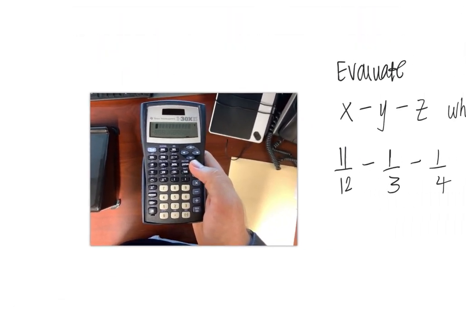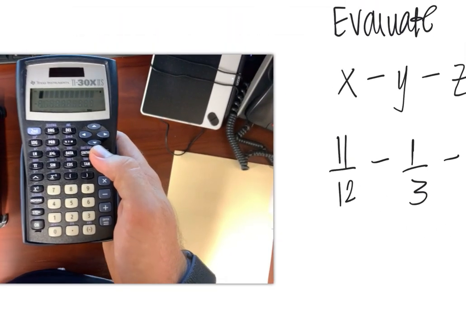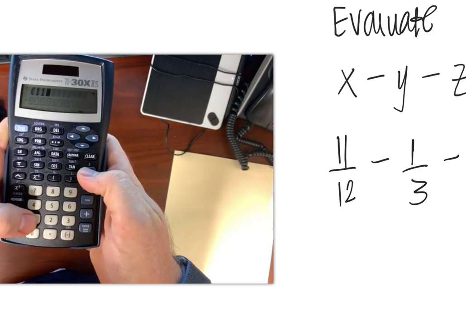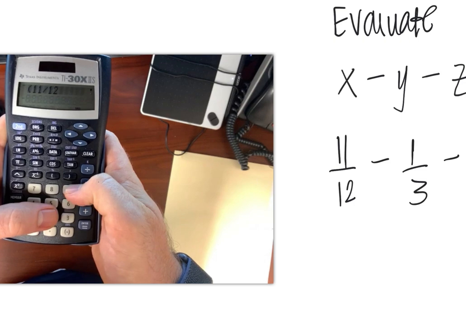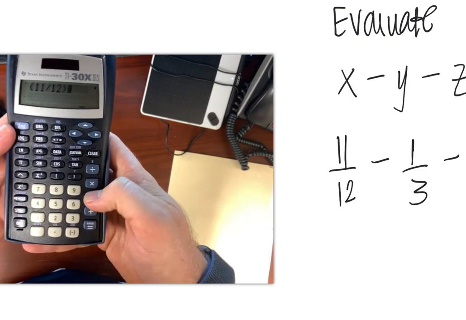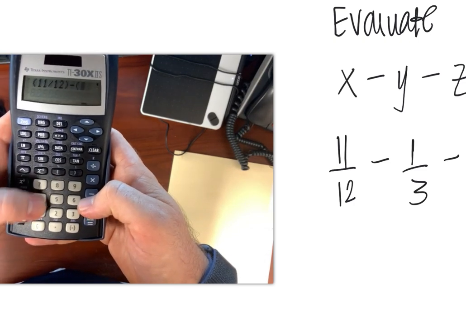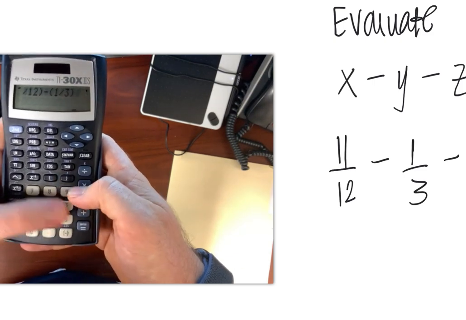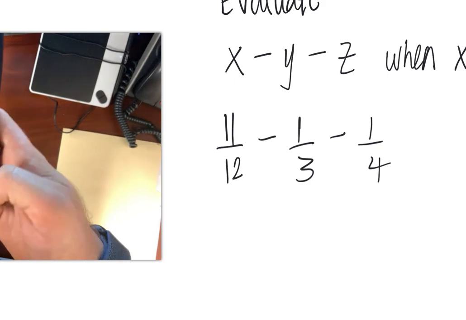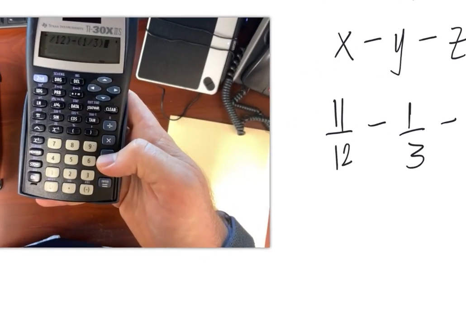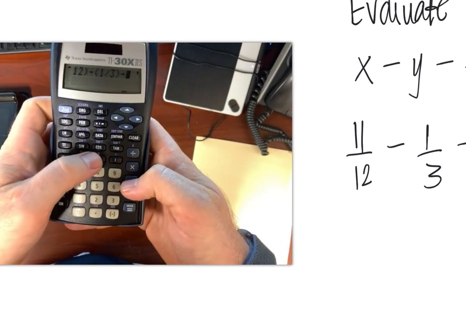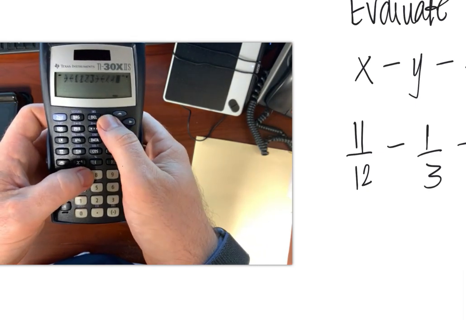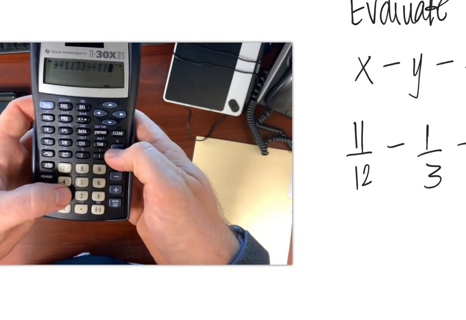So we had 11/12, so I'm going to say open parentheses, 11 divided by 12, close the parentheses, hit your minus key, open parentheses for your fraction, 1/3, 1 divided by 3, close your parentheses, and then we have the minus 1/4. Oops, hit my back key, 1 divided by 4.